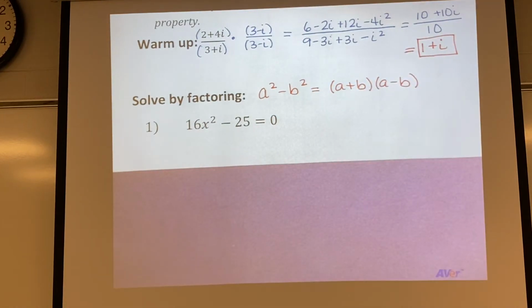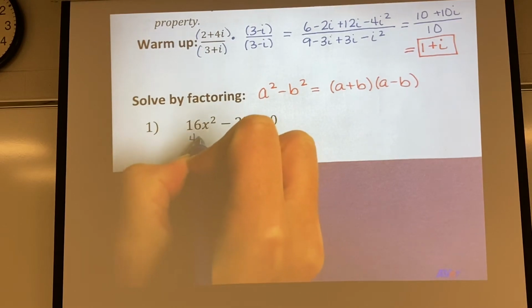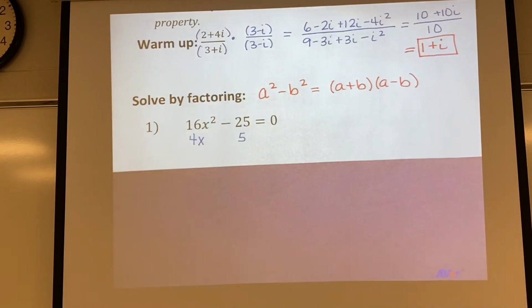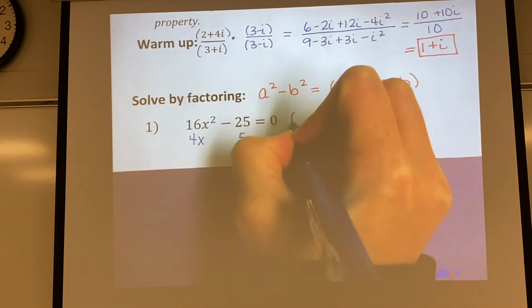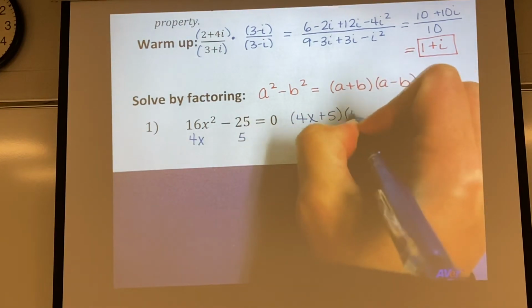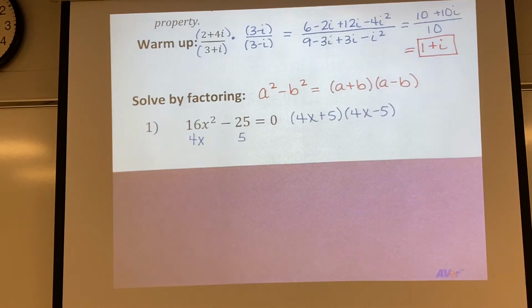So this first one is an example of that. This is a difference of squares, so we're going to take the square root of 16, which is 4, the square root of x squared, which is x, and the square root of 25, which is 5. Okay, so then that gives us 4x plus 5 times 4x minus 5, just like that difference of squares pattern we have up there.